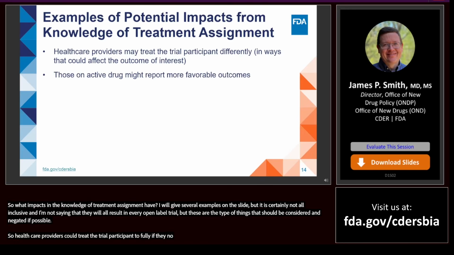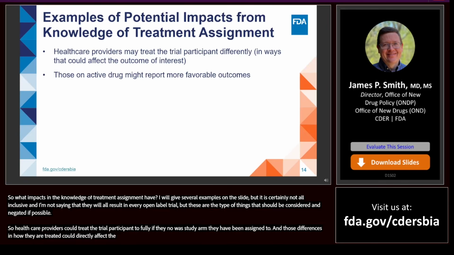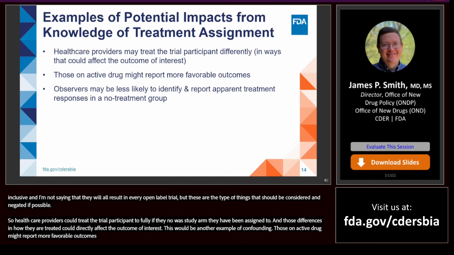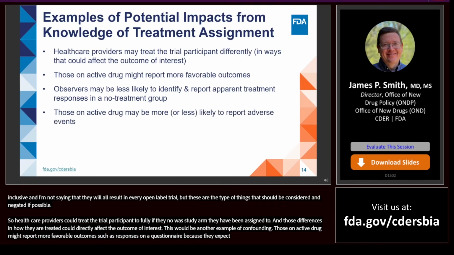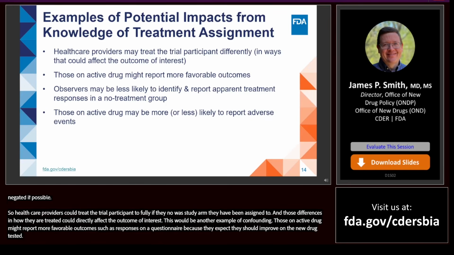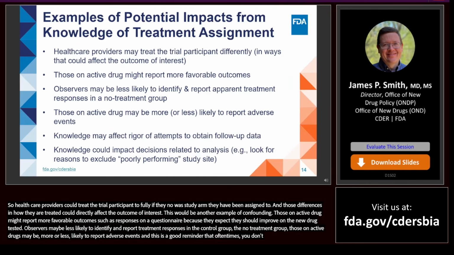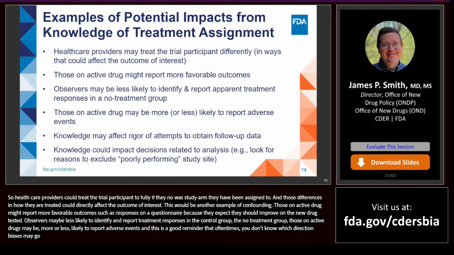Those on active drug might report more favorable outcomes, such as responses on a questionnaire, because they expect they should improve on the new drug being tested. Observers may be less likely to identify and report treatment responses in the control group, like the no treatment group. Those on active drug may be more or less likely to report adverse events. And this is a good reminder that oftentimes you don't know which direction these biases may go. It's unpredictable. Knowledge may affect rigor of attempts to obtain follow-up data. And knowledge could impact treatment decisions related to analysis.